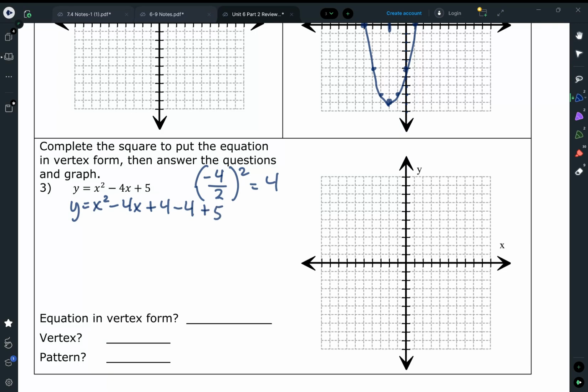Remember, it's plus 4 minus 4 because that really makes a 0, and that means each line of math is equivalent. I want to take the first 3 and factor. That's going to be y equals the quantity x minus 2 squared. Negative 4 plus 5 is a plus 1. So I've got my equation in vertex form. My vertex is 2, 1. And my pattern's 1, 3, 5, 7. And I'm going to go ahead and graph again.